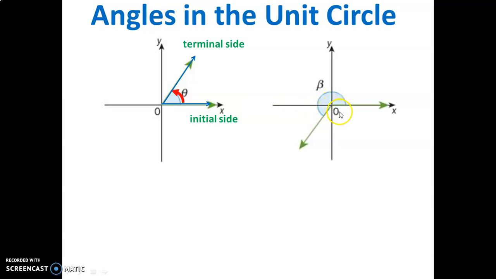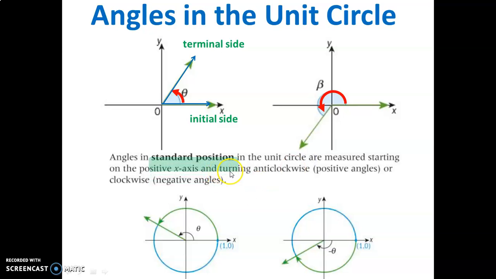Here's another angle in standard position. Notice we spun the angle this way. So in standard position, we're always spinning in that direction for positive angles. Here's our initial side, here's our terminal side. We've spun the angle and its vertex is at 0, 0. Angles in standard position in the unit circle are measured starting on the positive x-axis and turning anti-clockwise, which means counterclockwise. So we can see we begin here on the x-axis and we spin the angle this way. That's an angle in standard position.